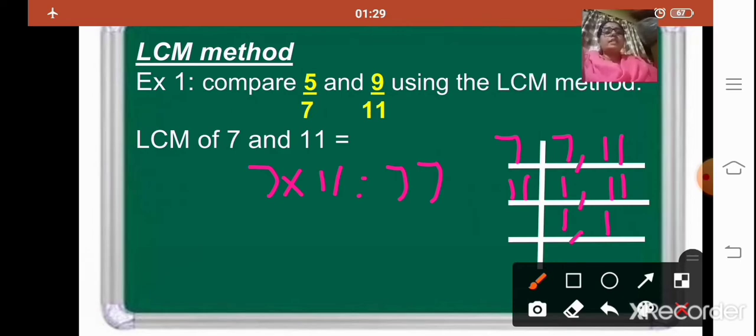What is your second step? Your second step is to make the denominators according to the LCM that you have got.